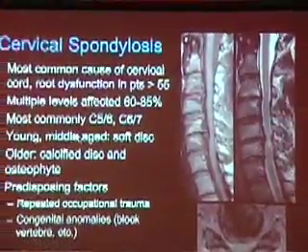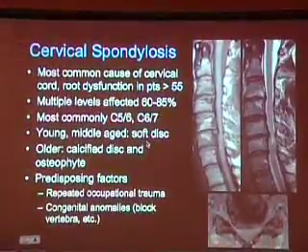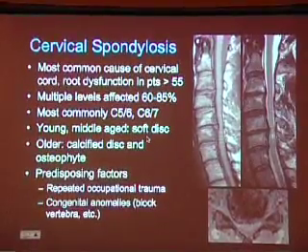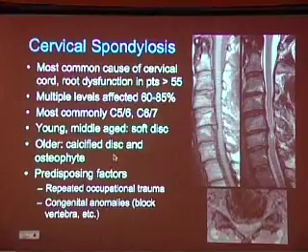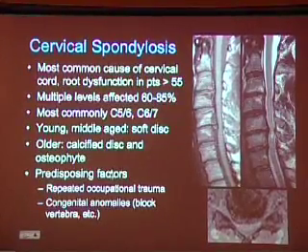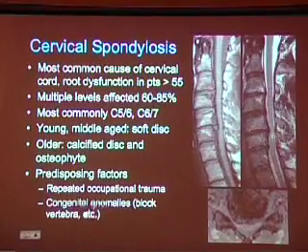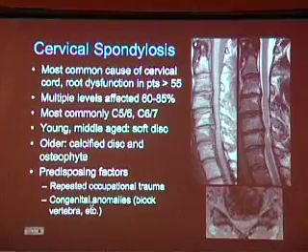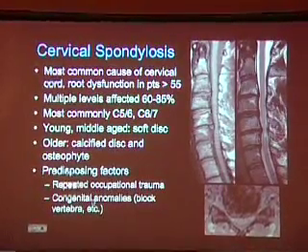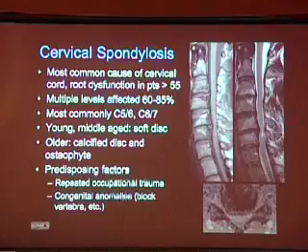Young and middle-aged patients tend to have soft disc, which is often brighter on T2 weighted images, whereas older patients often have calcified discs and osteophytes and may potentially be more difficult to treat. There are a number of predisposing factors, including repeated occupational trauma, congenital anomalies, but most of the time it's a little hard for the patient to figure out exactly why it happened.